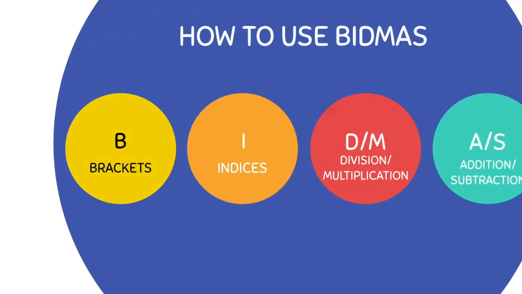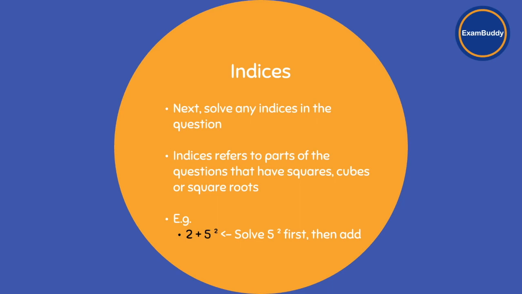Moving on to indices. After you've solved any brackets, you solve indices. These refer to parts of the questions that have squares, cubes, or square roots. So for example, 2 plus 5 squared. First of all, you would calculate what 5 squared is, 25, and then add 2.